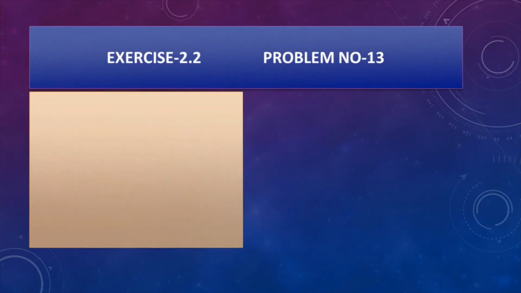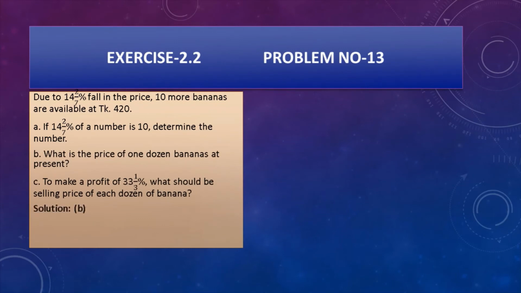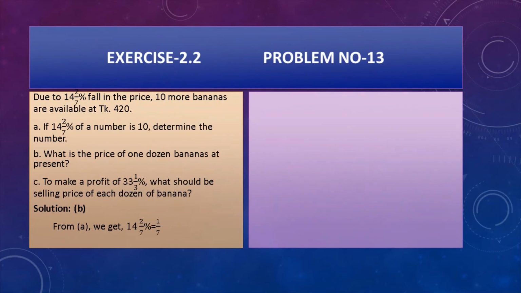Let us see the solution of number B. At first you will see the question again, and that is the solution of B. From A we get 14 whole 2 by 7% equals 1 divided by 7. The price of 10 bananas is taka 14 whole 2 by 7% of 420.